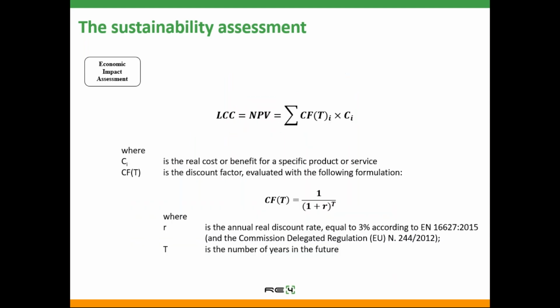Looking now at the economical sustainability, the evaluation of the impacts is performed considering the total costs related to the product life cycle. Once all the costs related to each life cycle stage are identified, they are assembled according to the net present value methodology, which also actualizes future costs. Therefore, the total cost is provided by the formulation here provided, namely the sum of the products between the cost of each stage and the discount factor, the latter depending on the annual real discount rate and the number of years in the future.